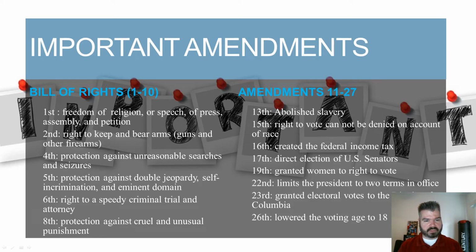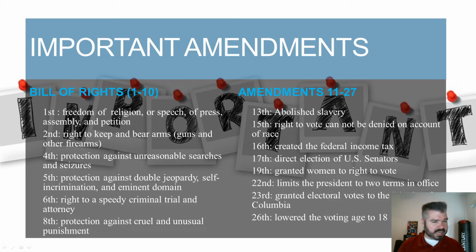The 17th Amendment, direct elections of the U.S. senators. See, back prior to the 17th Amendment, our U.S. senators were selected by the legislatures in the states. They got to decide. They got to elect for us our U.S. senators. But that was changed. With the adoption and ratification of the 17th Amendment, what we get now is a direct election where you and I get to do that. The 19th Amendment granted women the right to vote.